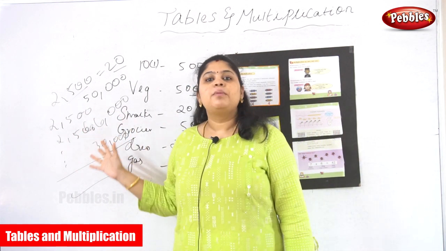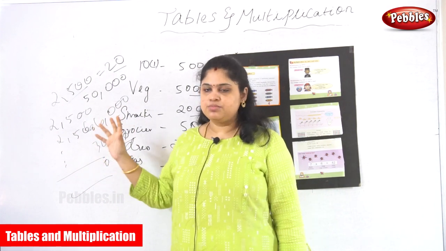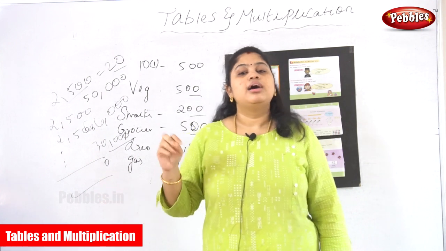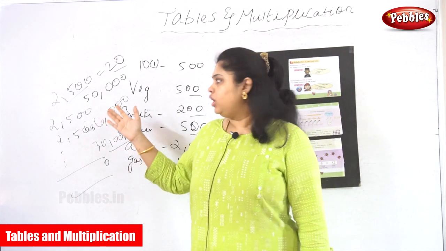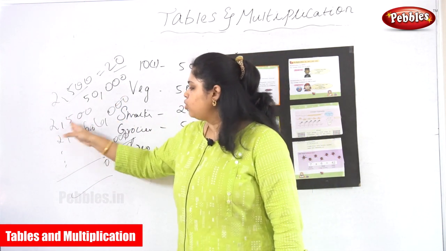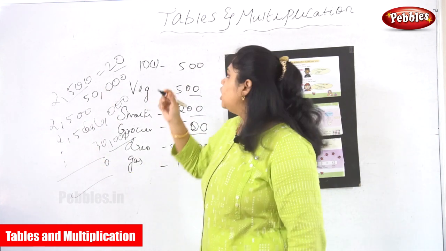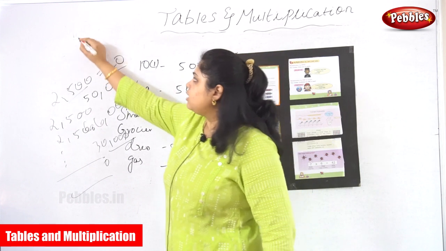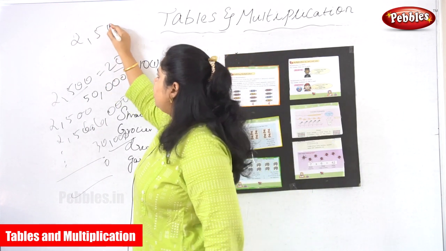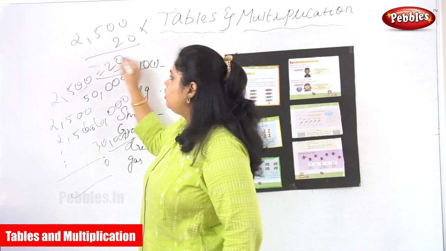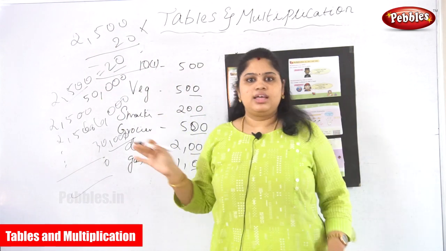So this is where multiplication really helps. In addition, you would keep on putting 2,500 for 20 times. But in multiplication, there is only a single calculation, 2,500 into 20. If I do the multiplication, I will get 50,000 as the answer.